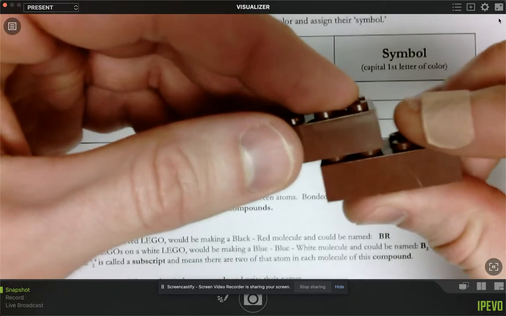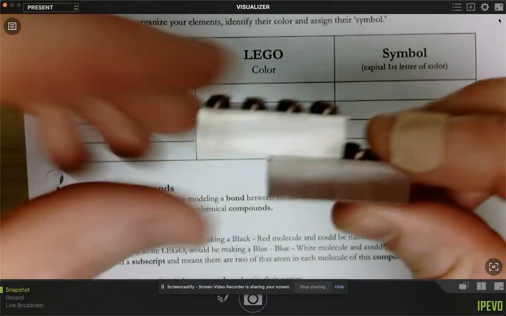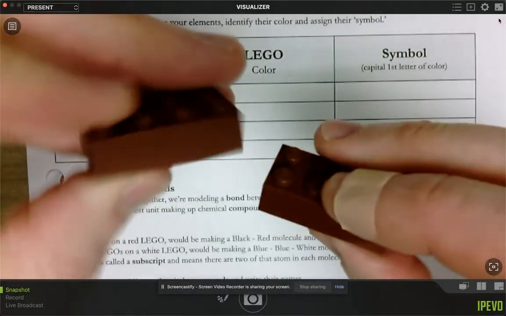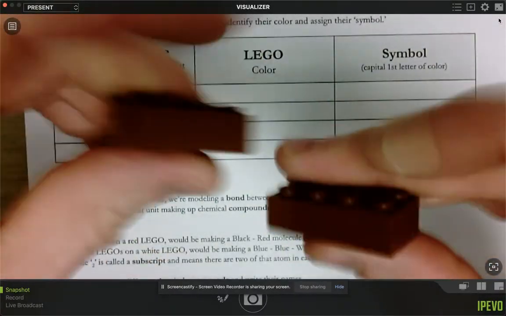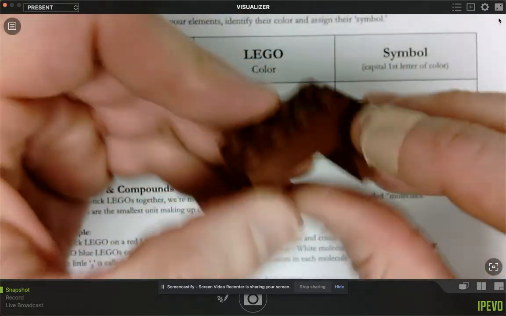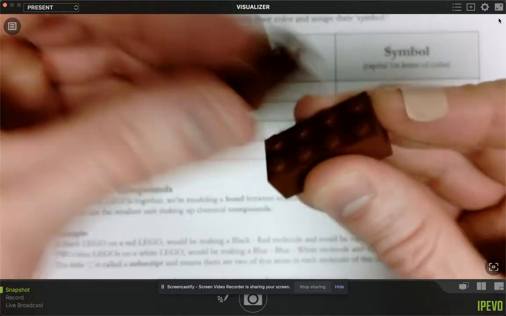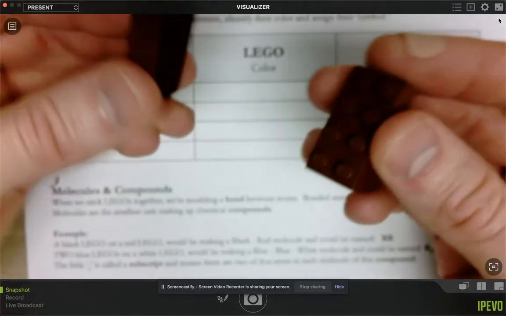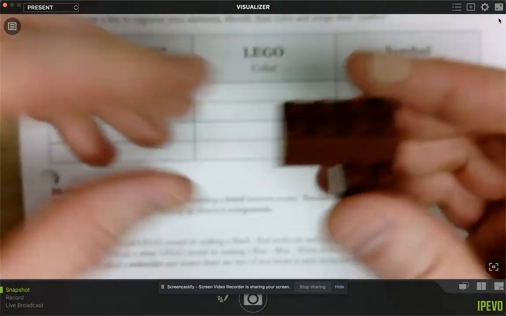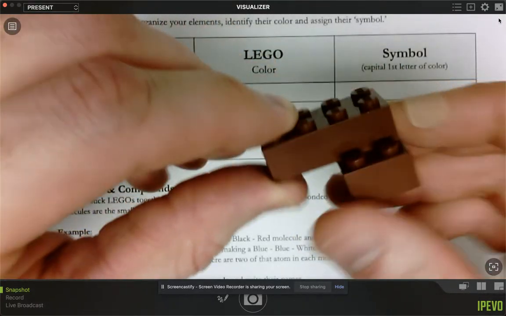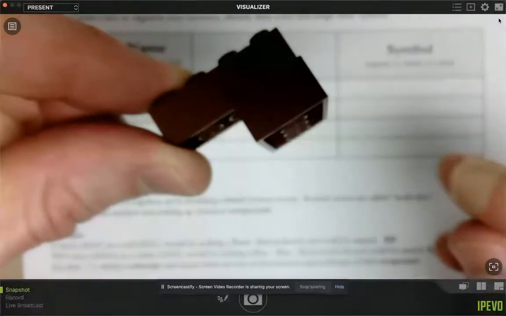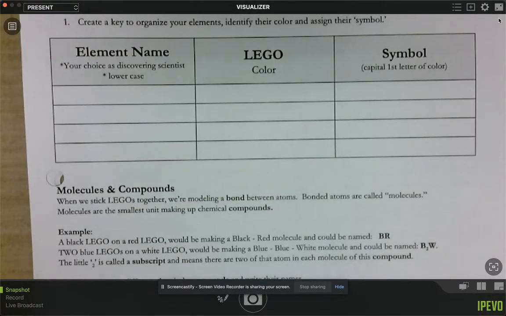So however you stick these together, that's a bond. Don't worry about further questions like, does it matter how I attach these? Can it be like this? Can it be like this? It doesn't matter. You can arrange them however you want to. So this is a bond. And when we have them stuck together, it is called a molecule. So molecules are the smallest units making up chemical compounds.